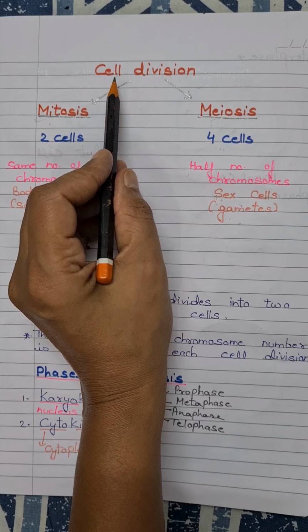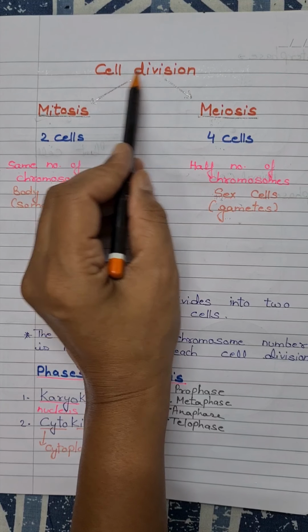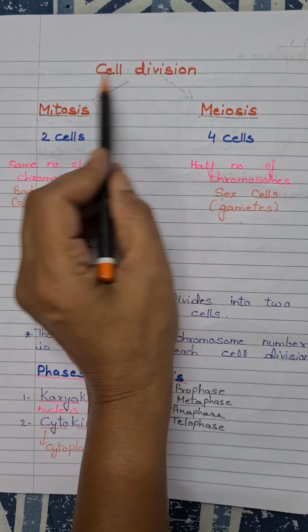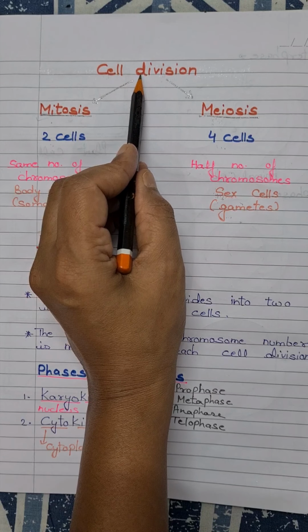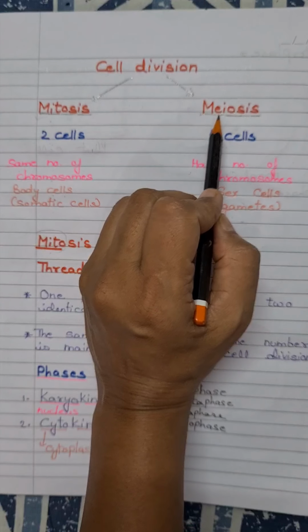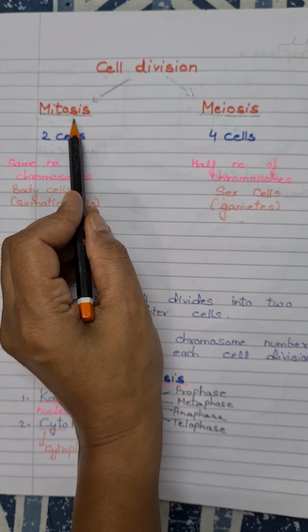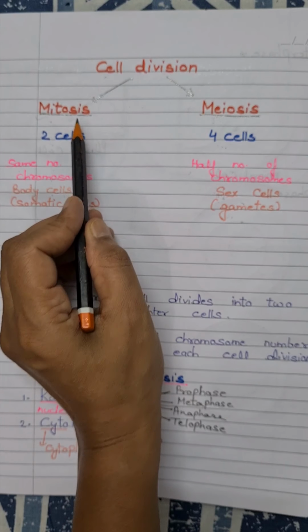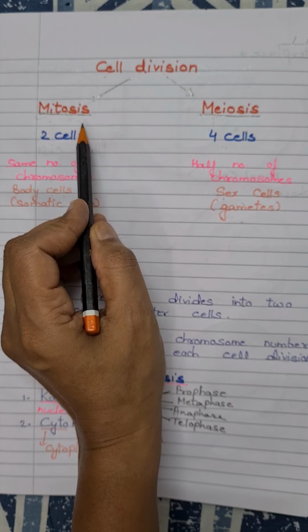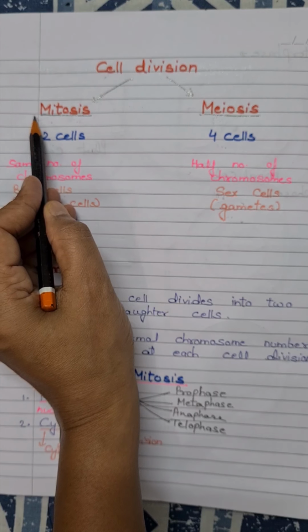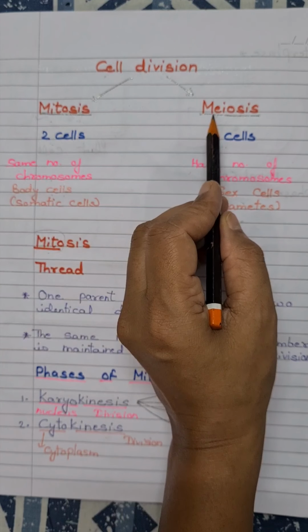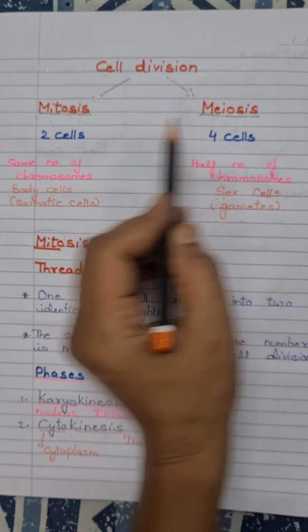Dividing phase of the cell cycle, cell division. Cells divide by two types of divisions. So there are two types of cell divisions occurring in the cells of living organisms. The first one is mitosis and the second is meiosis.